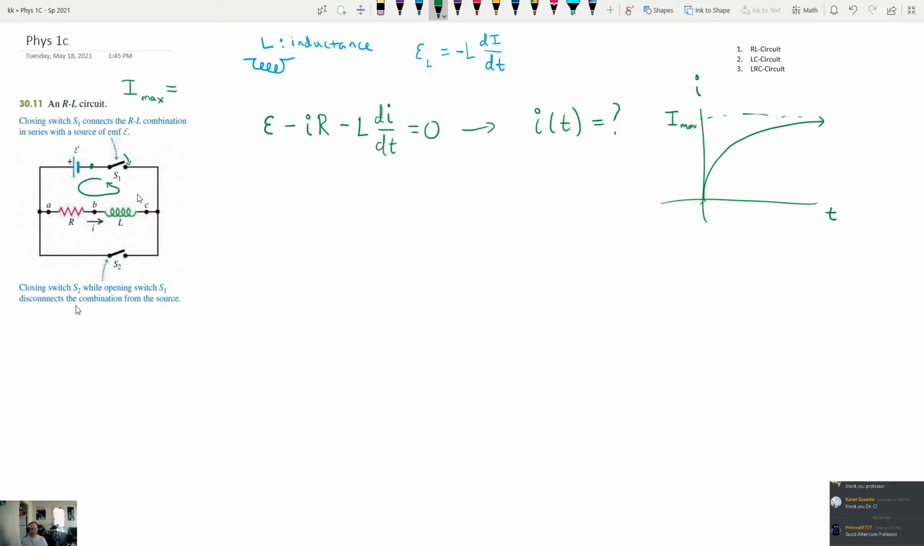What's the maximum current that we're going to get flowing through this circuit right here? And we don't need to worry about the lower circuit. We'll worry about that at the end. E divided by R? E over R. Yep, that's right. The EMF of the battery divided by the resistance of the circuit.